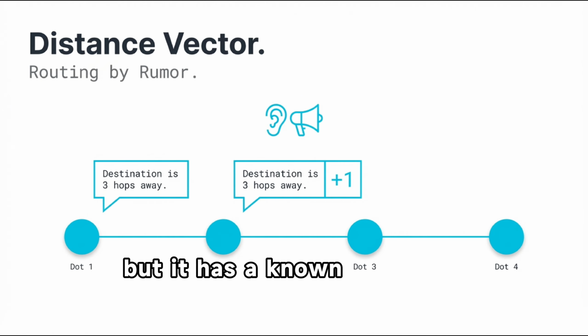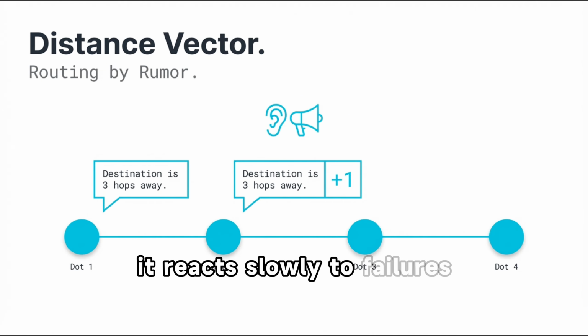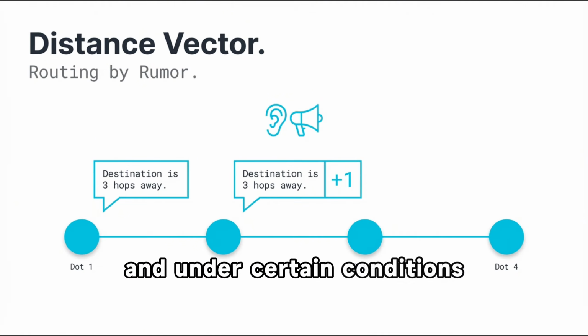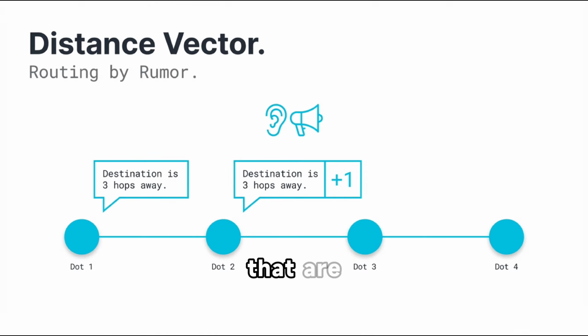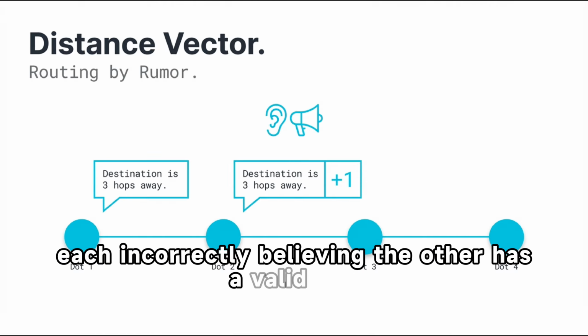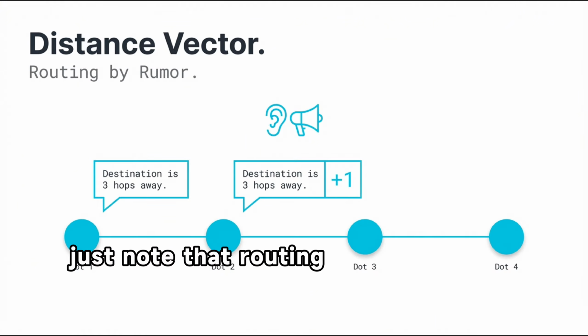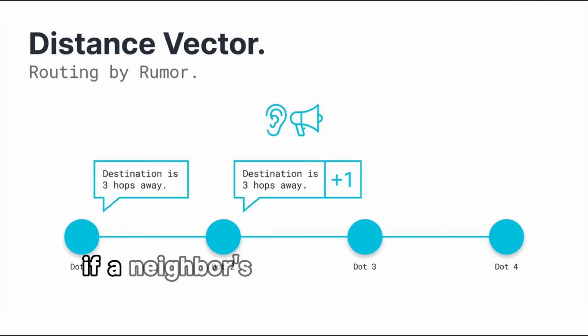But it has a well-known weakness. It reacts slowly to failures, and under certain conditions, it can produce routing loops where packets circulate between routers that are each incorrectly believing the other has a valid path. Just note that routing by rumor has a cost. If a neighbor's information is wrong, your decision based on it is also wrong, and you might not find out quickly.